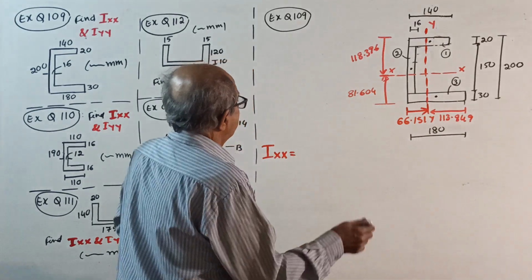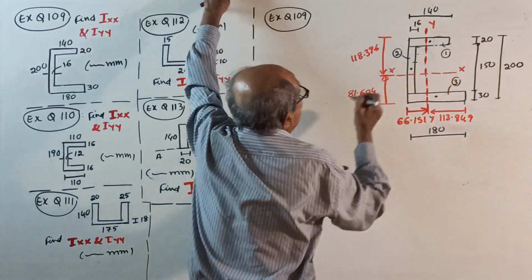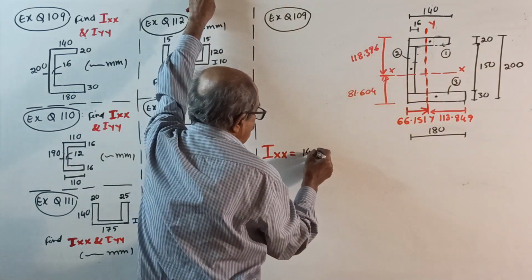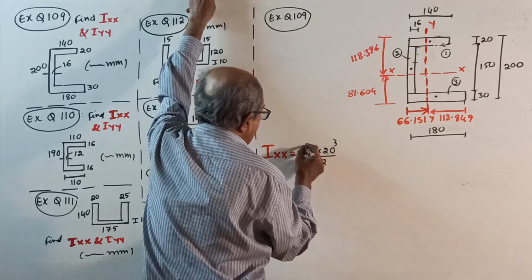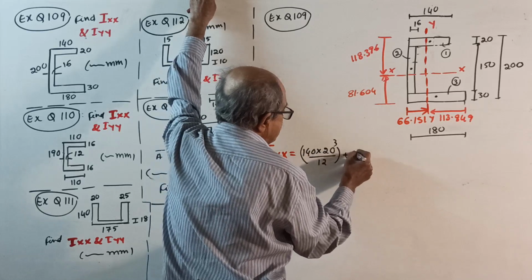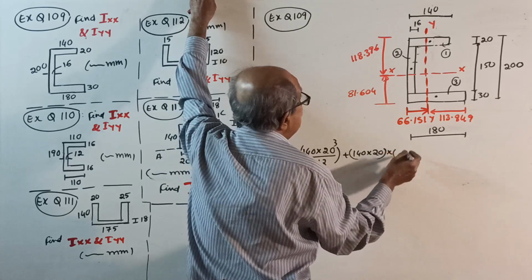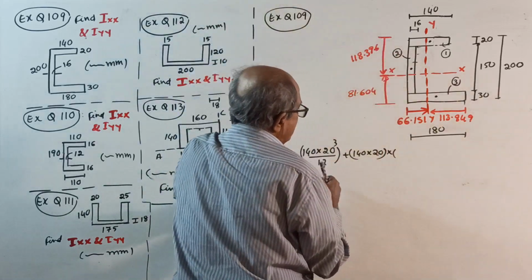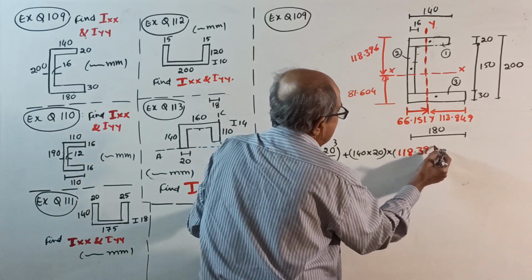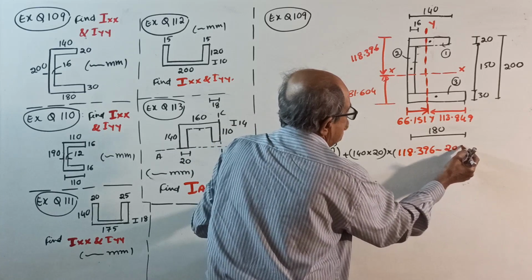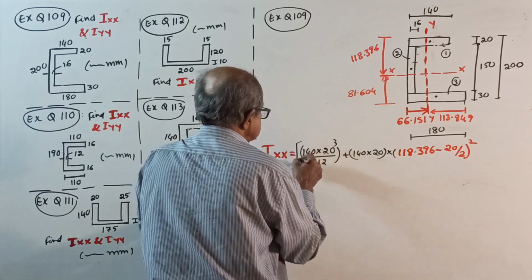Okay, start. Ixx. No explanation, silent class. 140 into 20 cube by 12. I am maintaining the same order, plus 140 into 20 is the area, into 118.396 minus 20 by 2 whole square. This is for 1. Ixx.